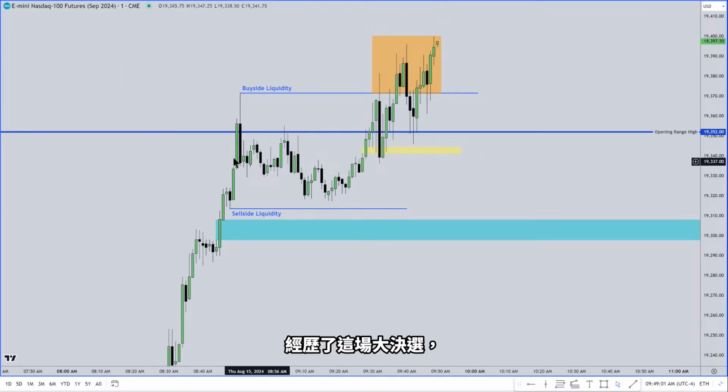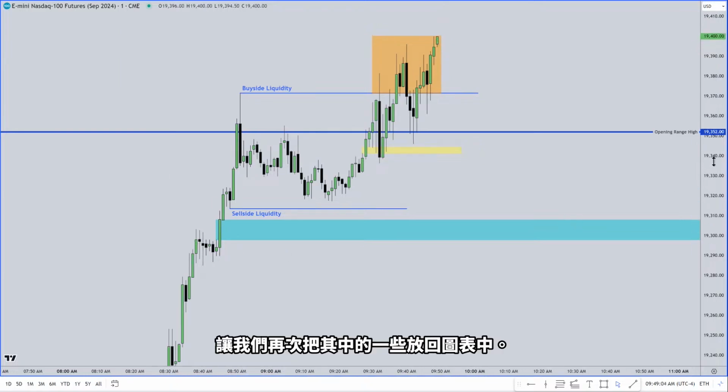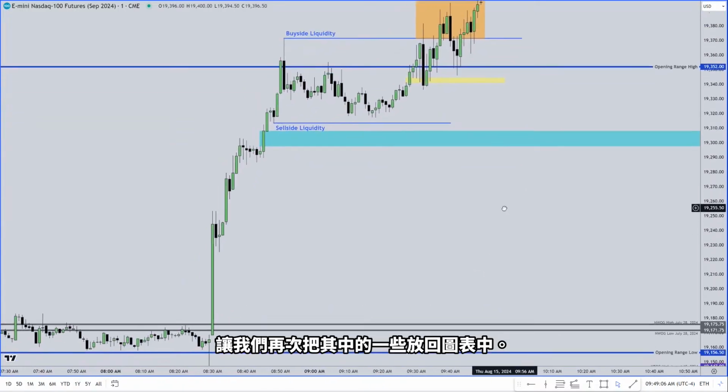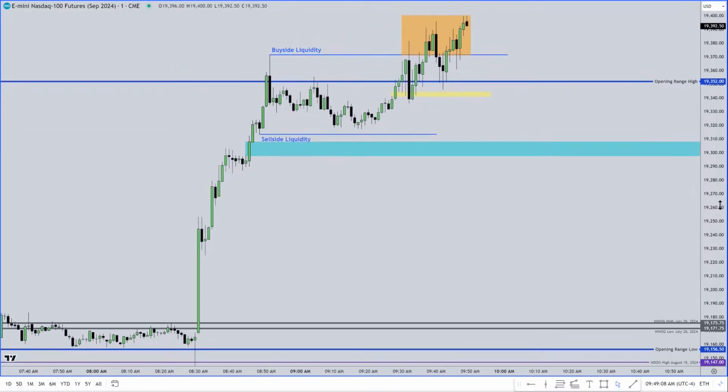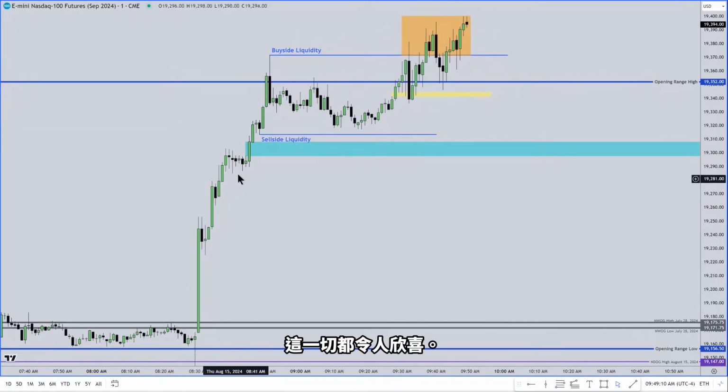So because we've had this big run up since 8:30, let's put some of that back in the chart again. This is all euphoria. And then we had a high, we opened, traded above it, traded above it, traded above it. Now we're here. I'm not interested in taking that long. I don't want to buy this.